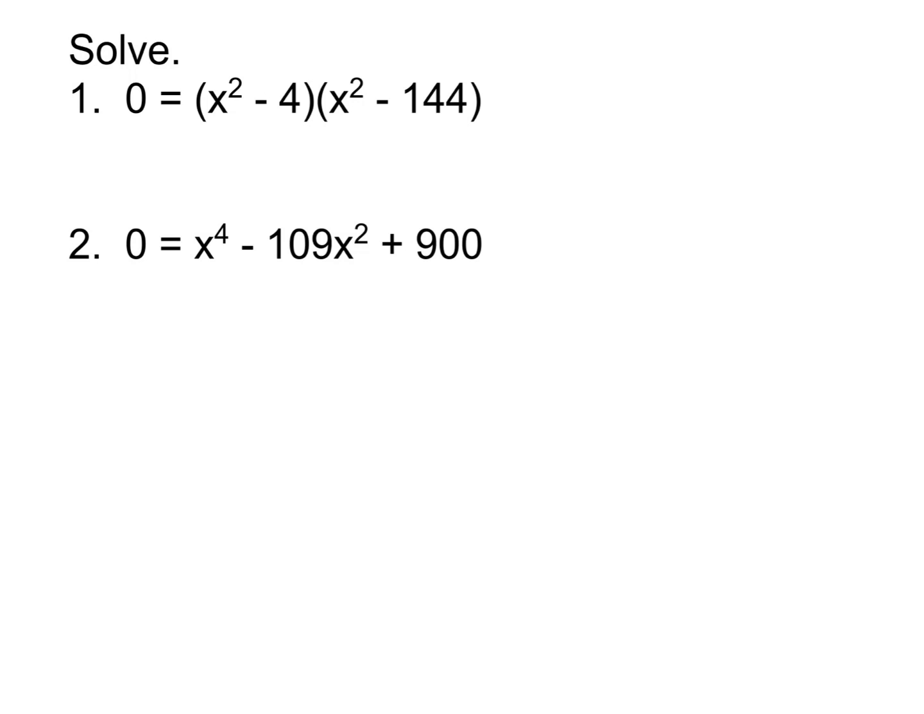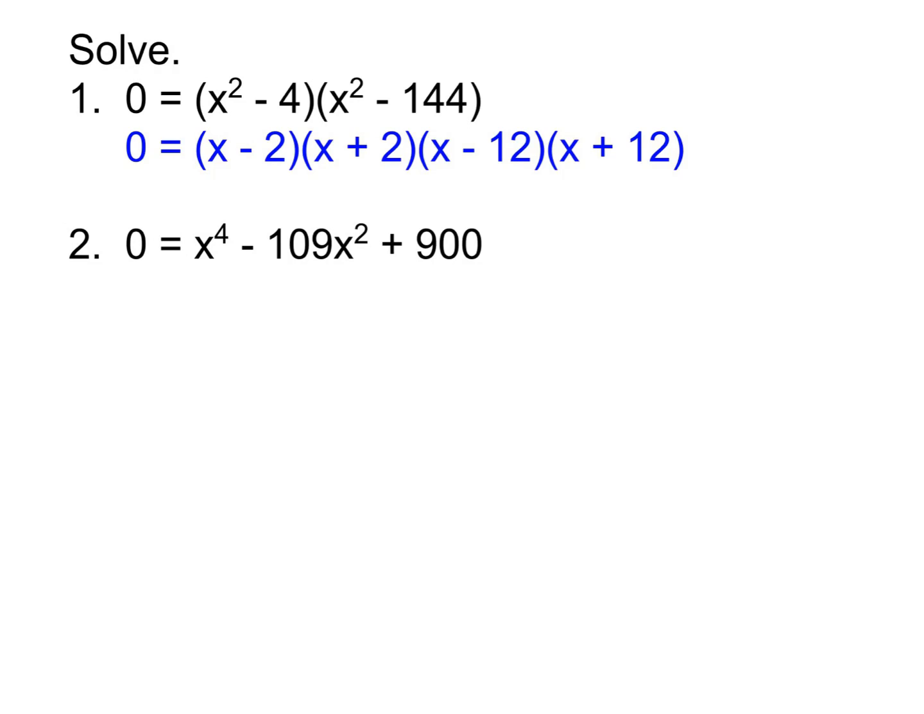So both of these are really following up on yesterday's work. So the first one, it's already been partly factored, but in order for us to solve it, we have to finish factoring it. And so we look at the x squared minus 4 and we say, does that one factor? Yes, it does. We look at x squared minus 144. Does that factor? Yes, it does. So for both of those, we factor them down as far as we possibly can to get this.